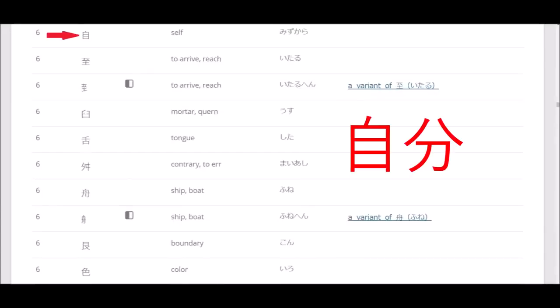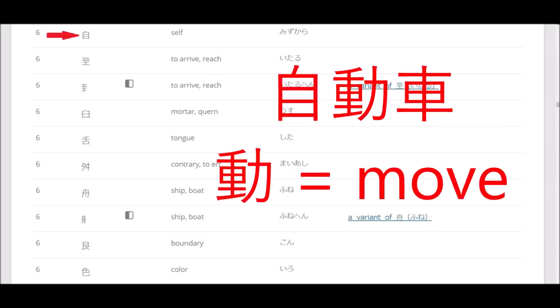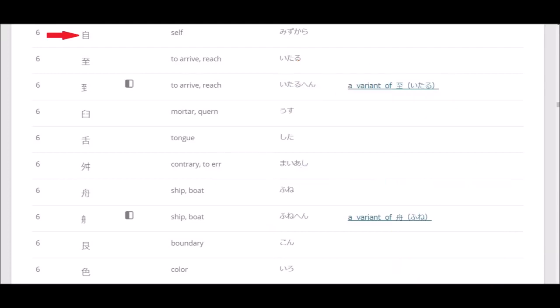It's the ji in jibun, which is a very, very common word that's used in Japanese. Or it's also like in jidosha, which means car. Do means to move, and then sha is like vehicles or wheels. So self-moving vehicle, self-moving wheels is car. So yeah, it's a really useful kanji that you should know. Itaru, to arrive or reach. Itaru hen, to arrive or reach.